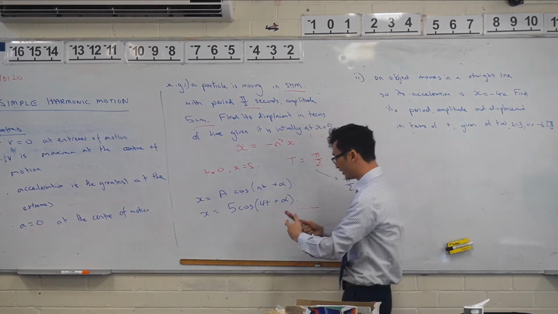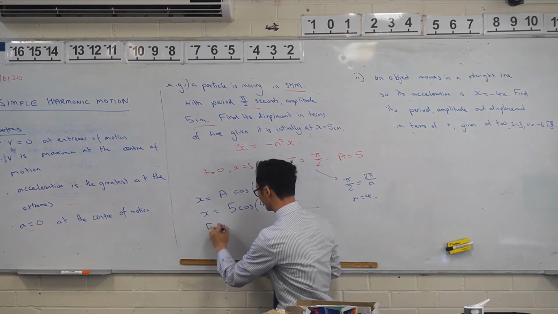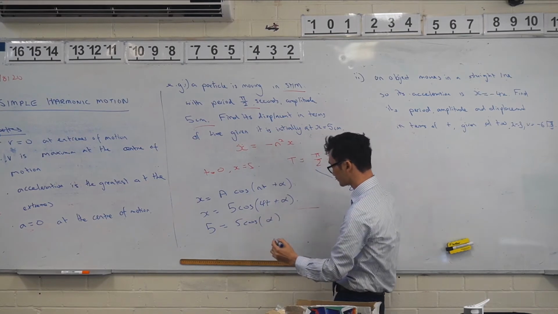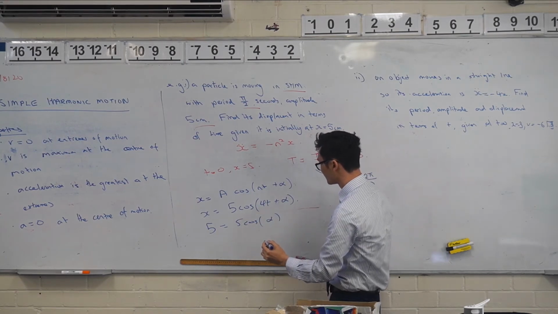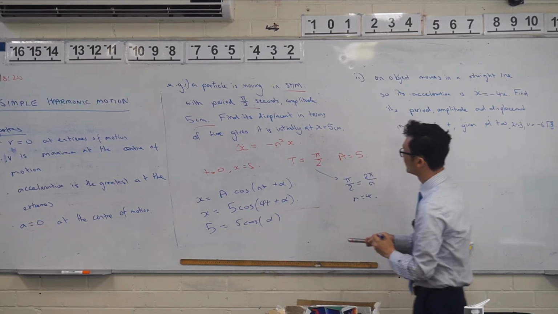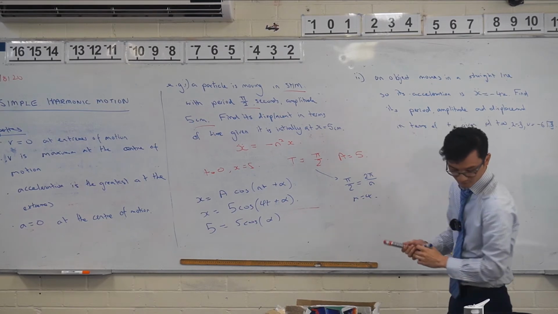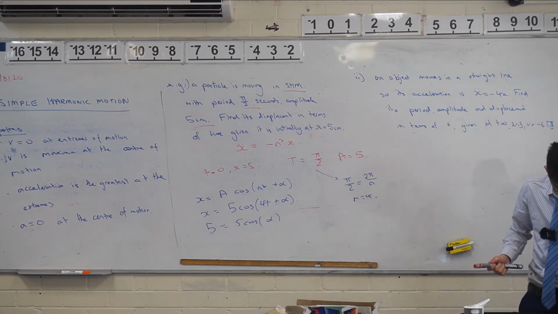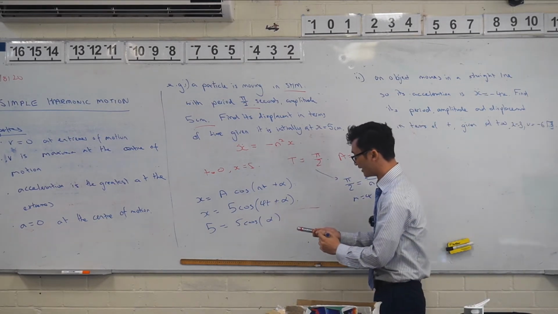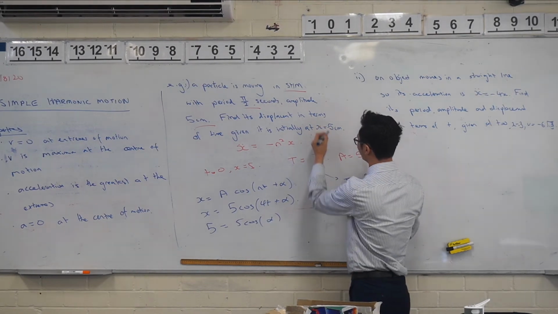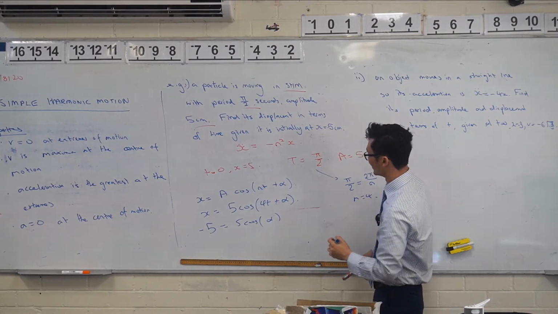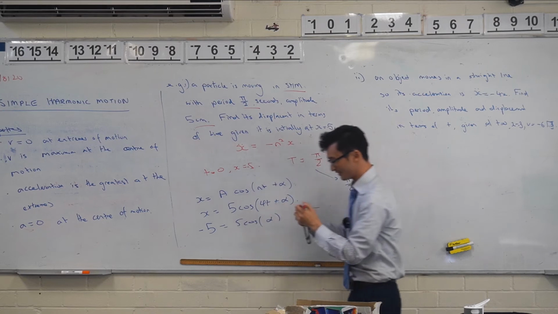So at t equals 0, x equals 5. So we can say 5 is equal to 5 cos of alpha. Have I done something wrong? Oh, I think the question said originally -5. We'll roll with this. Let's make it -5, because the question originally said -5. My mistake, sorry about that.